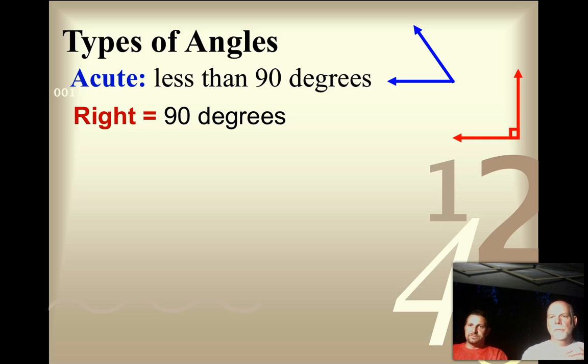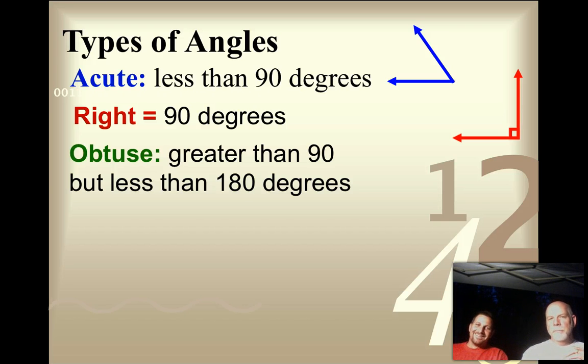And so there's a right angle. And we normally mark a right angle with a little box in the corner to designate that it is a right angle, to designate that these two are perpendicular to each other.